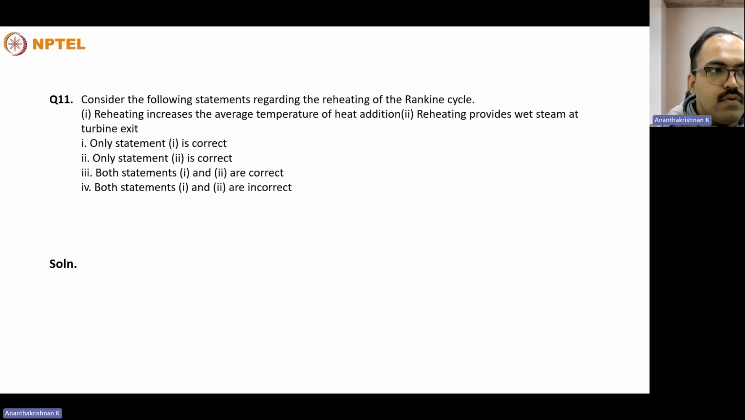Consider the following statements regarding the reheating of a Rankine cycle.